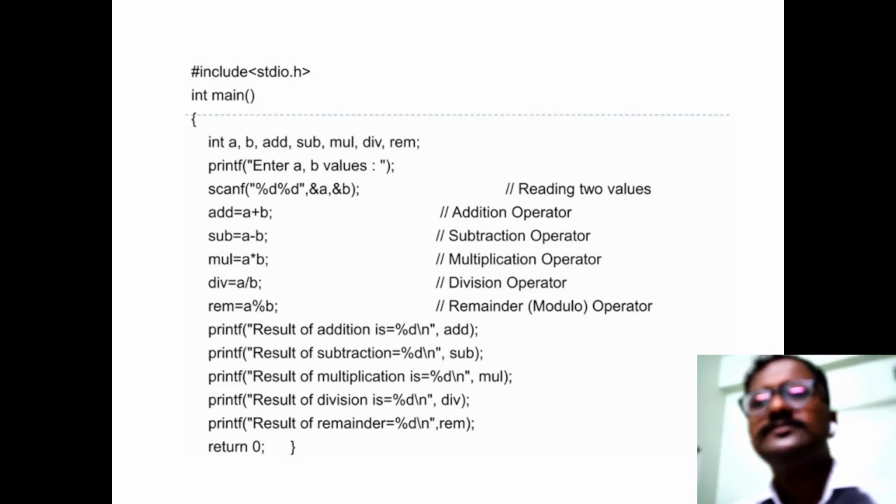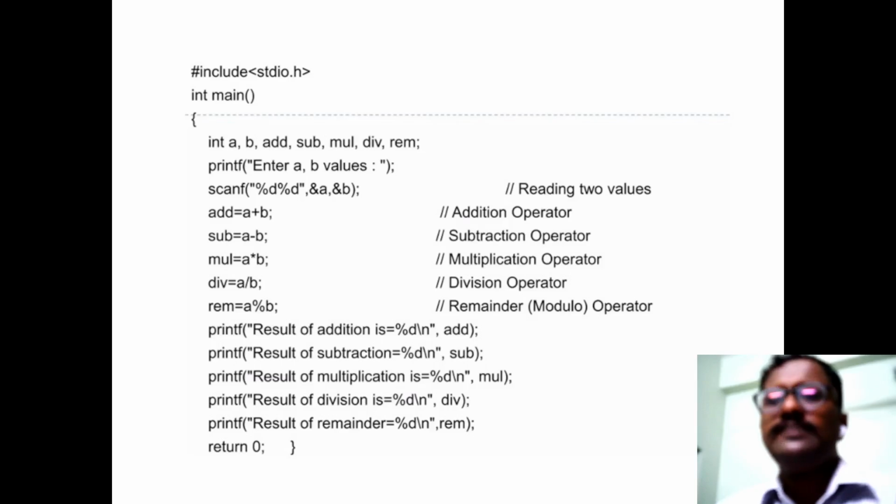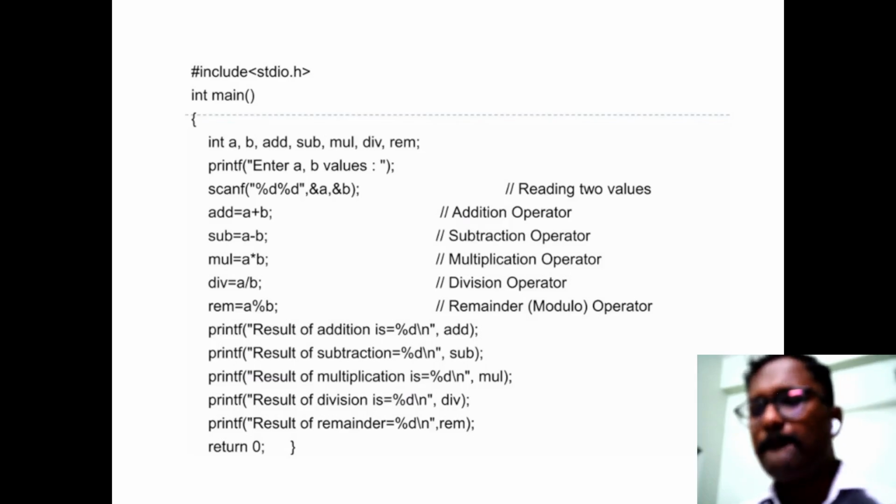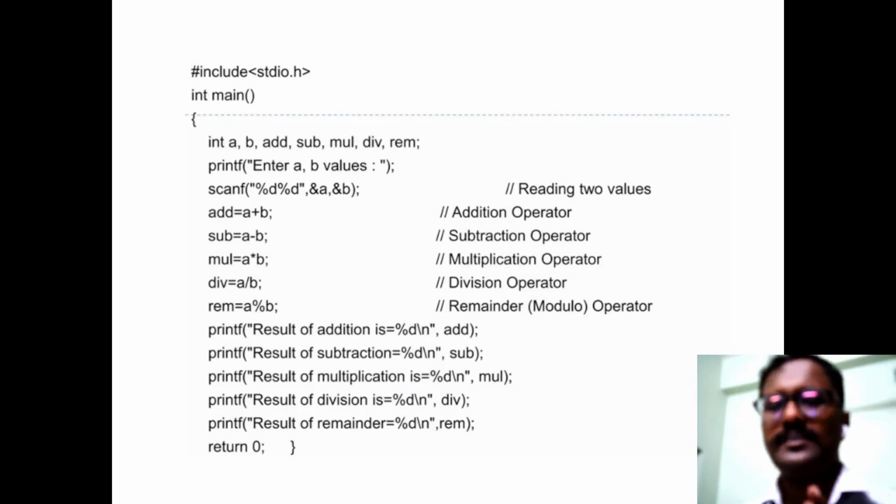Return 0. This statement ends the program and returns 0 to the operating system, indicating that the program has finished successfully. This is the main explanation of the arithmetic operator as an example program. Okay, if you have any doubts you can ask me.